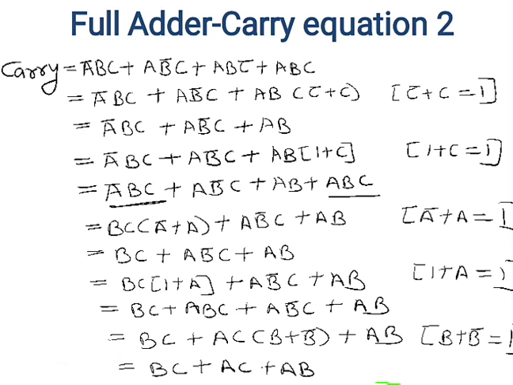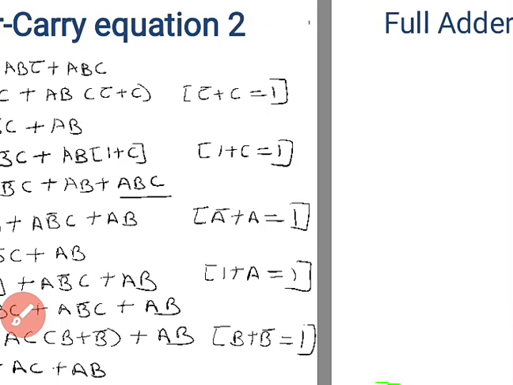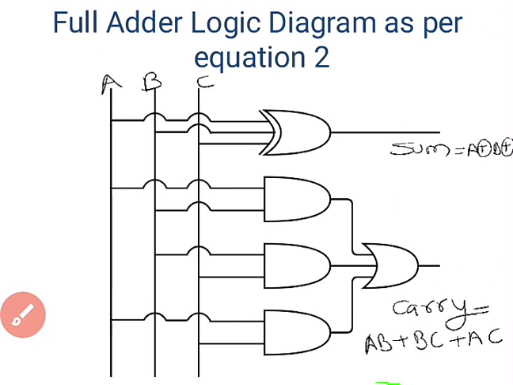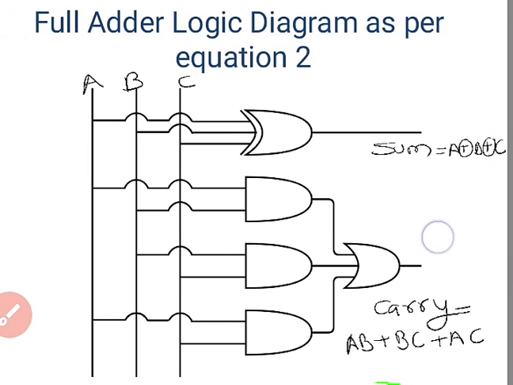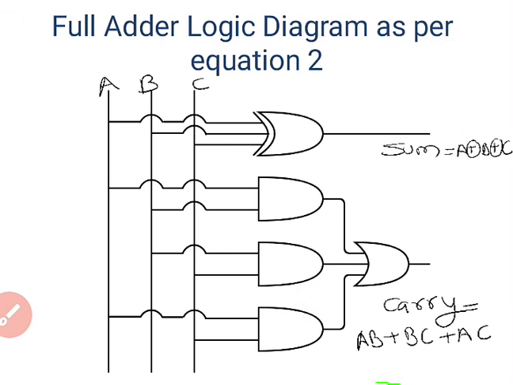Normally in most of the books the sum equation is A XOR B XOR C and the carry equation is AB plus BC plus AC. So this is the logic diagram for the sum equation A XOR B XOR C and the carry equation AB plus BC plus AC. Drawing is very easy. I have used a 3 input XOR gate. Then this is giving AB, this is giving BC, and this is giving AC, and finally all are ORed.